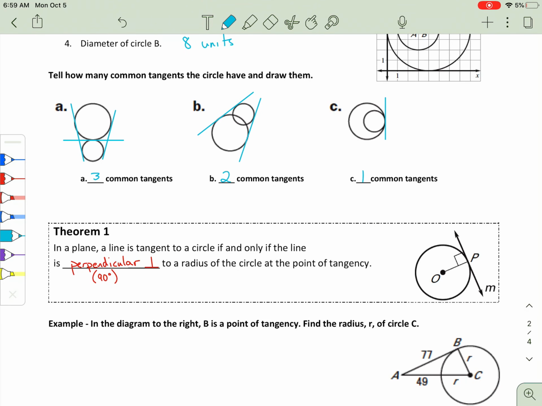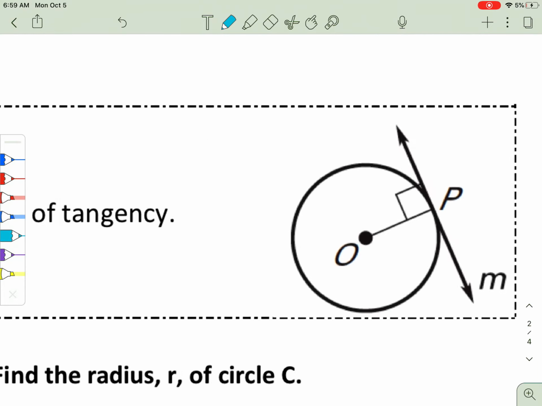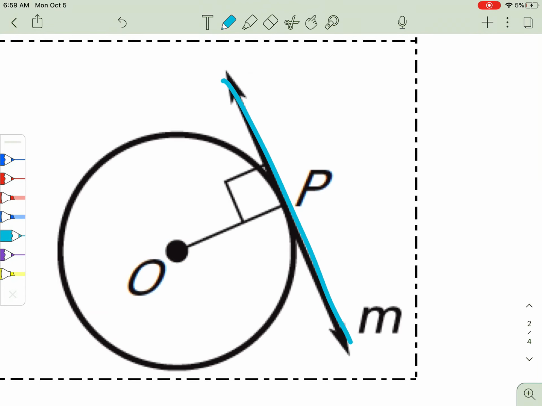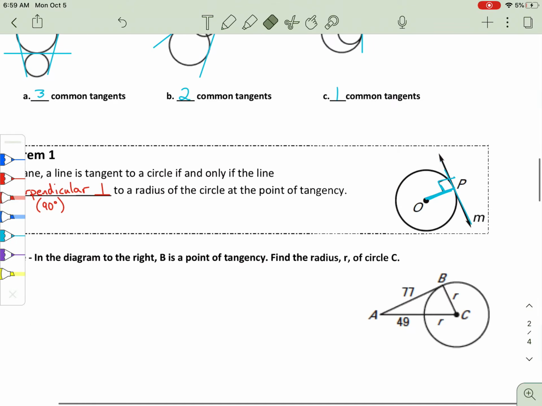Theorem number 1 says in a plane, a line is tangent to a circle if and only if the line is perpendicular to a radius of the circle at the point of tangency. Let me plug in my iPad here. It's dying out. So a line is tangent if and only if this line is 90 degrees from it, right? So that's what it means to be perpendicular.